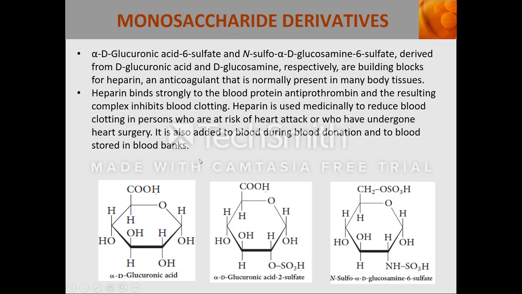Monosaccharide derivatives, alpha-D-glucuronic acid 6-sulfate and N-sulfo-alpha-D-glucosamine 6-sulfate, derived from D-glucuronic acid and D-glucosamine respectively, are building blocks for heparin, an anticoagulant that is normally present in many body tissues. Heparin binds strongly to the blood protein antithrombin, and the resulting complex inhibits blood clotting. Heparin is used medically to reduce blood clotting in persons who are at risk of heart attack or who have undergone heart surgery. It is also added to blood during blood donation and to blood stored in blood banks.